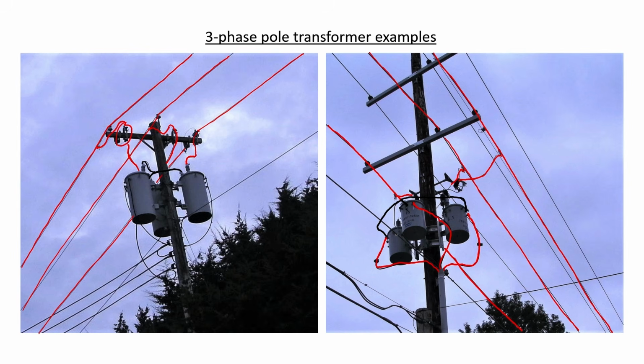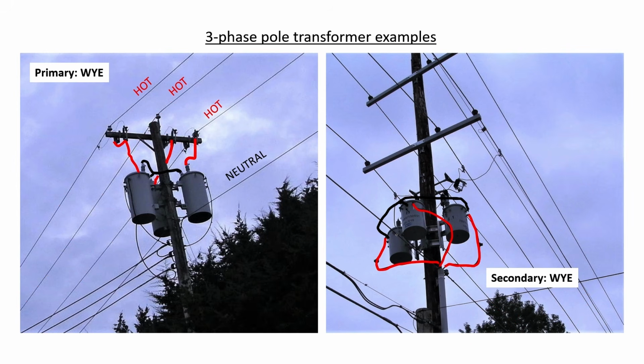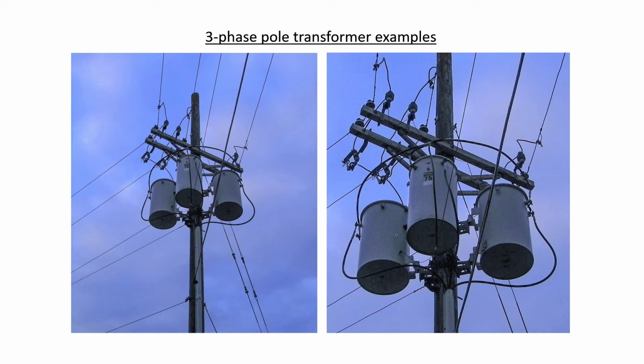The primary connections aren't very clear from this photograph, but this transformer bank is clearly a star-connected transformer on the secondary side. We can summarize by saying that the left picture has a primary Y connection, and the photograph here on the right shows a transformer bank with a Y-connected secondary. Let's look at another example.